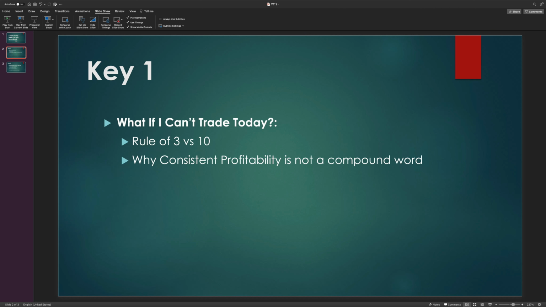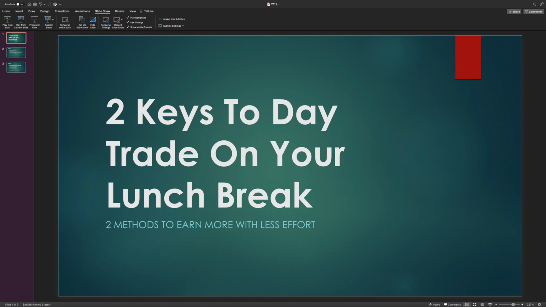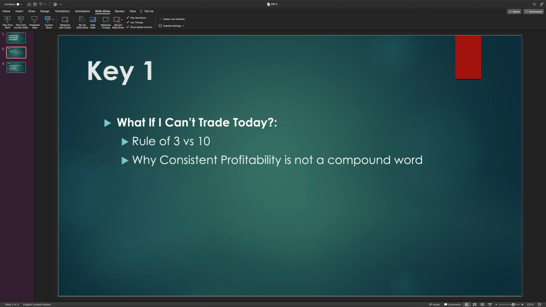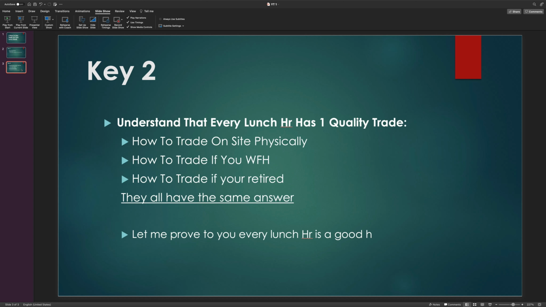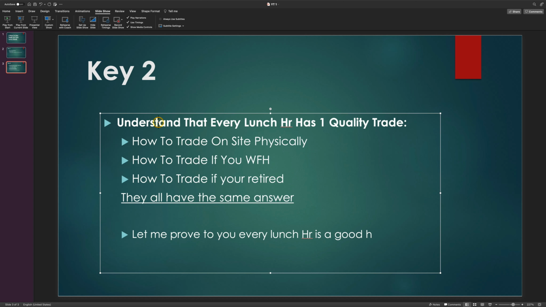So to go back to this, the 2 keys of how to day trade while on your lunch break are: 1, just focus on being consistent, and the profitability will come by you following the rule of 3 versus 10. And key number 2 is understanding that, hey, no matter what time of the day, no matter what day it is from a lunchtime perspective, there's always one quality trade. And as long as you have the time to be in front of a laptop, you can and you will have the time to be able to do it.